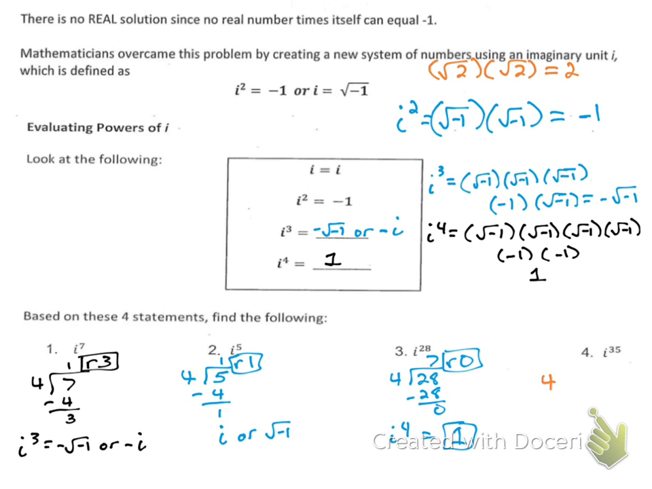How many times does 4 go into 35? 8 times. Remainder of? 3. So I to the 35th power would simplify to I cubed, which is negative I. Okay? Try and do 5, 6, and 7.